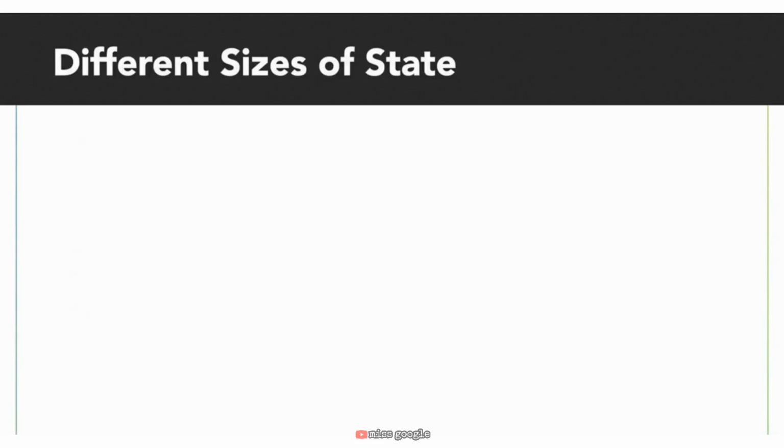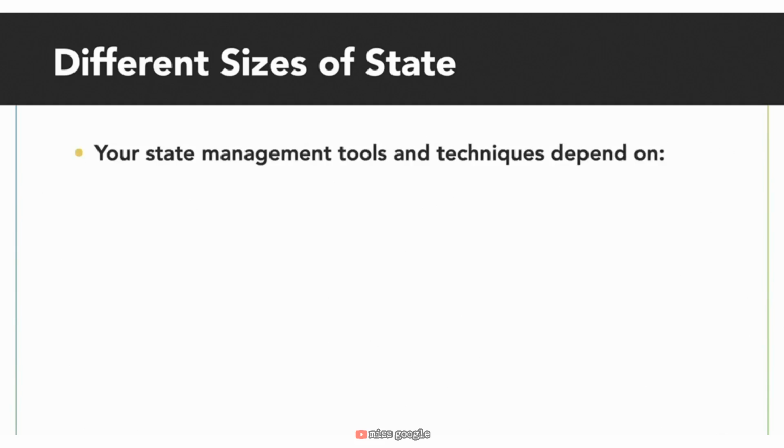Now, before we jump into that, though, I want to point out something that I think of as different sizes of state. Basically, the different state management tools that are available to us work on different scales in our application. So one question that I get quite a lot about these different technologies is how do we choose between them? Well, the main criteria that I look at when choosing a state management tool are the size and complexity of the application that I'm working on.